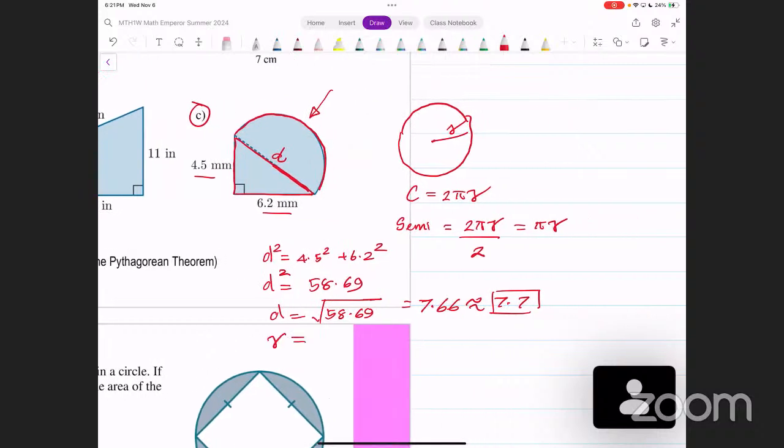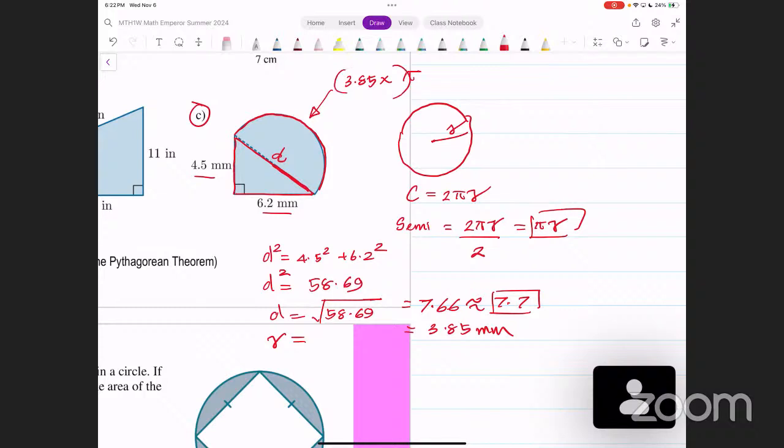Therefore, the radius is equal to, so let's go back again, Nishal, how would you find the radius if you know the diameter? You divide it by 2. Okay, 7.7 divided by 2, what do you get on the calculator? 3.85. Okay, 3.85 millimeters. So now we can go back to find this distance, a semicircle, pi times r. So 3.85 times pi.